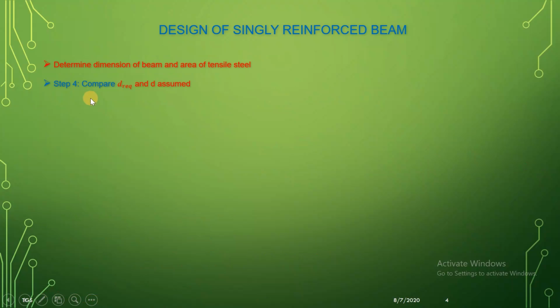Then next step is compare D required and D assumed. If D assumed is greater than D required, the assumption is correct, and then provide assumed depth and calculate the overall depth. If assumed depth is less than required depth, the assumption is not correct, so redesign.